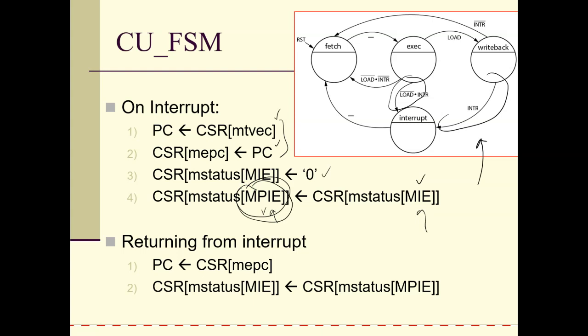So when I'm returning from an interrupt, what I'm going to do is take my saved address and put it into the PC, and then what I'm going to do is copy the MPIE bit, which is bit 7 in the CSR mstatus register. I'm going to copy that to the MIE. So what this has the ability to do is it saves the state of the interrupt enable bit, and then when I exit the interrupt service routine, it restores that state back to MIE. If I don't like that, I can go change MPIE under program control as part of the interrupt service routine.